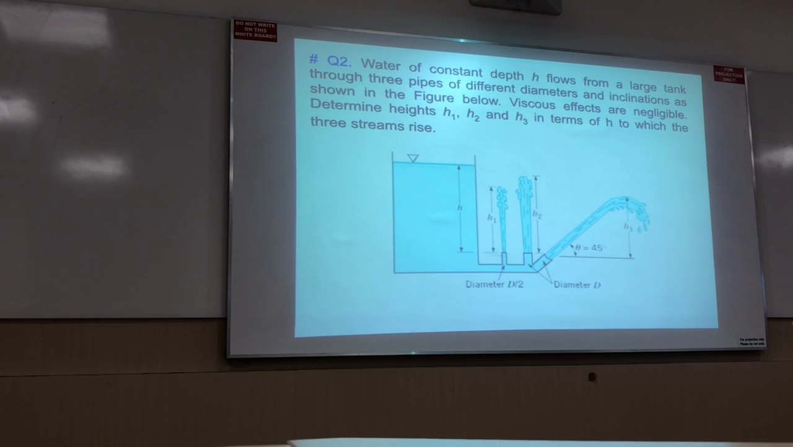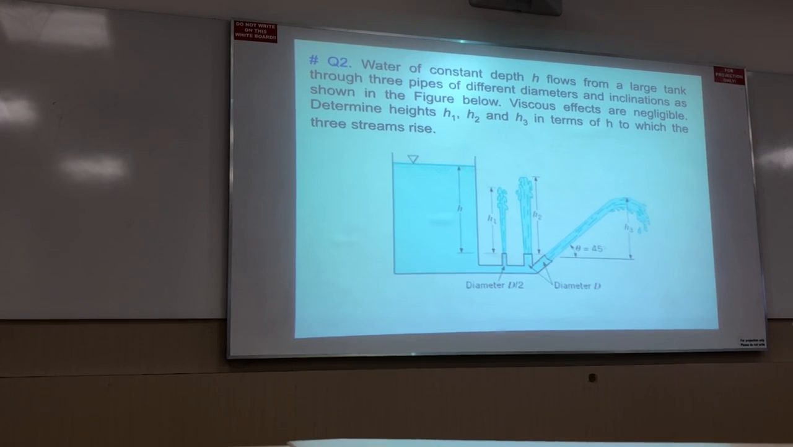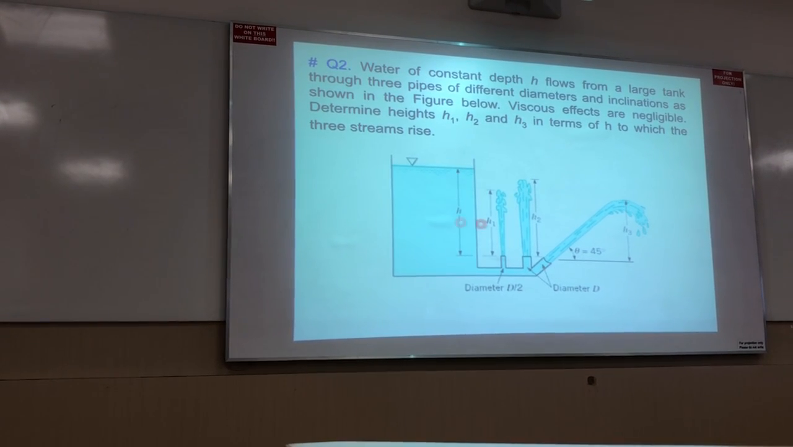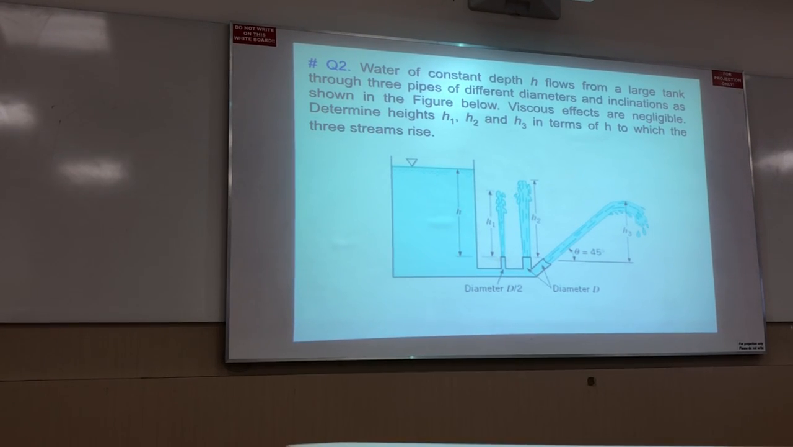Okay. Water of constant depth flows from a large tank through three pipes with different diameters and inclination as shown in the figure. Viscous effects are negligible. Determine the heights H1, H2 and H3 in terms of H. Alright?